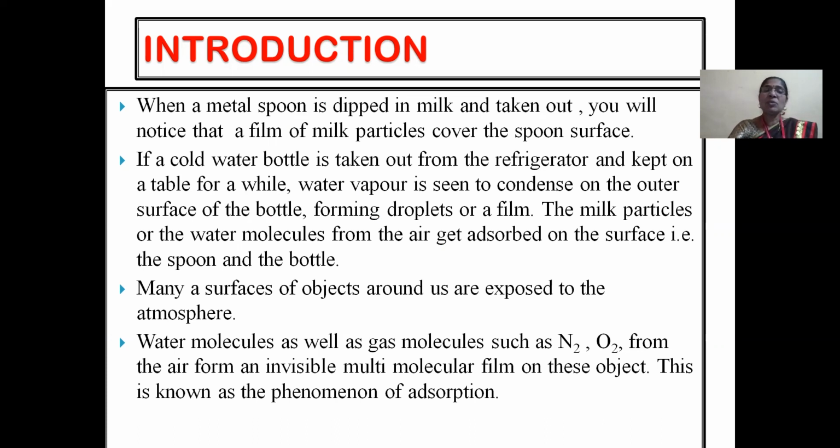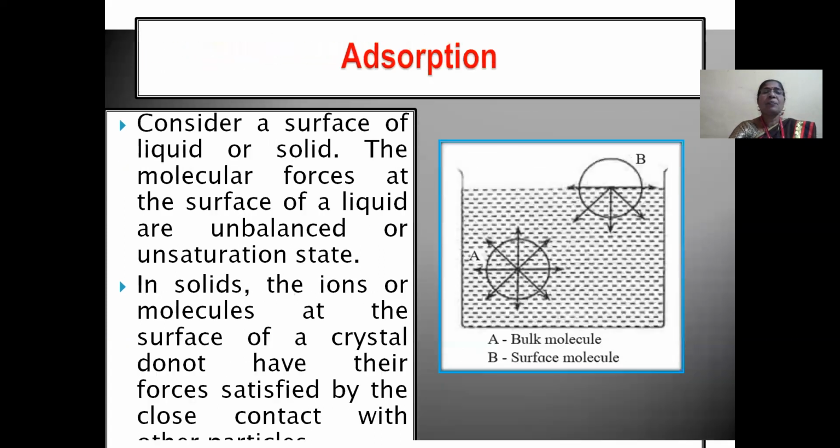That means here the spoon and the bottle act as a surface. Many surfaces of objects around us are exposed to the atmosphere. Water molecules as well as gas molecules such as nitrogen and oxygen from the air form an invisible multimolecular film on this object. This phenomenon is known as adsorption.